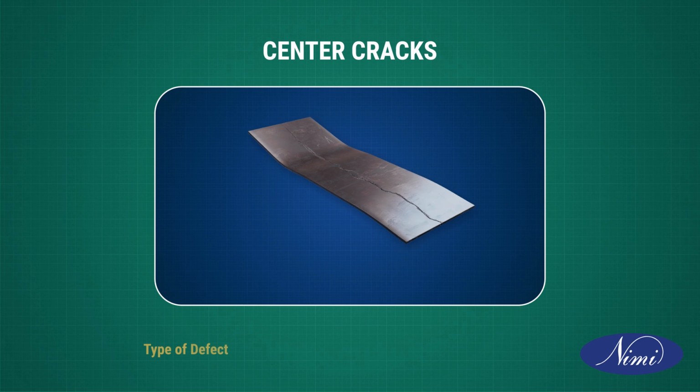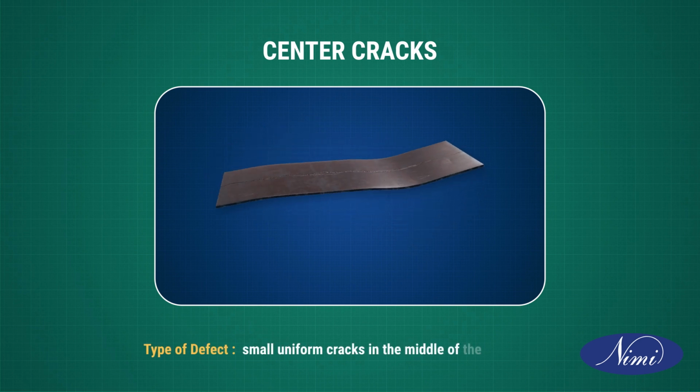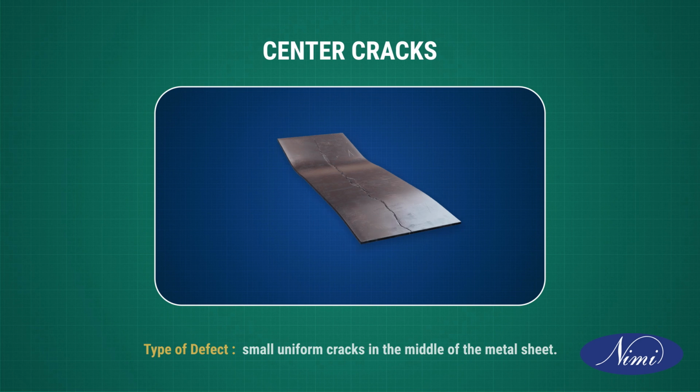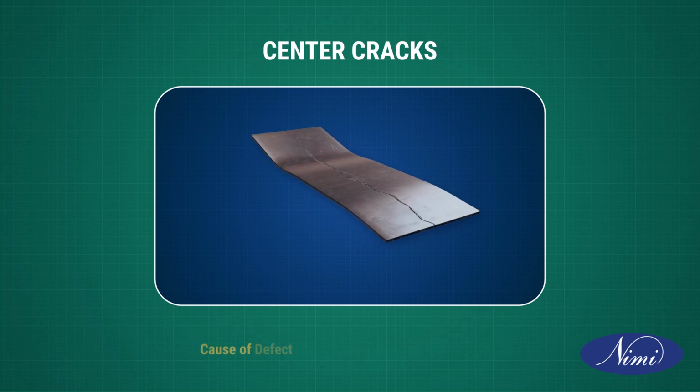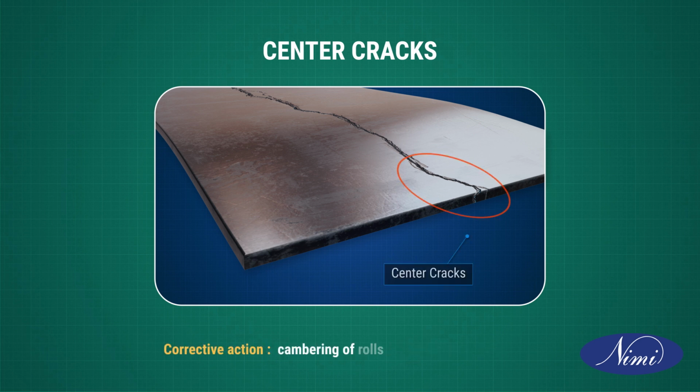Center cracks. Type of defect: small uniform cracks in the middle of the metal sheet. Cause of defect: occurs due to high tensile stress. Corrective action: cambering of rolls can prevent such defects.